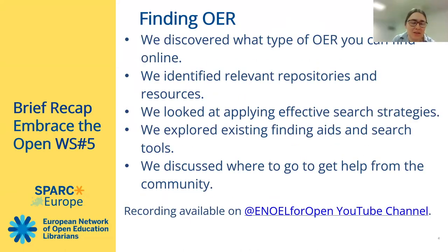So what was in workshop number 5? We discovered what type of open educational resources we can find online. We identified relevant repositories and resources. We looked at applying effective search strategies, explored existing finding aids and search tools, and discussed where to go to get help from the community. So now we know how to find open educational resources, and the second logical step is to use them.